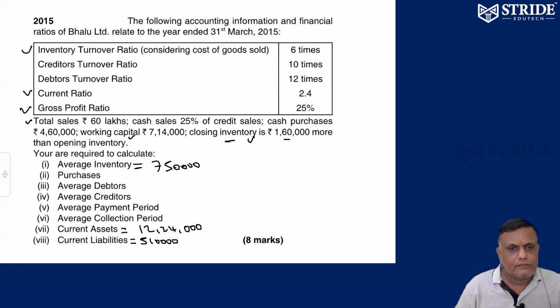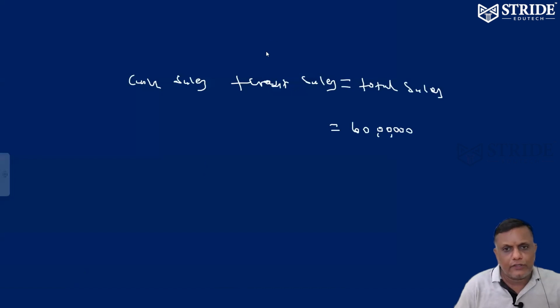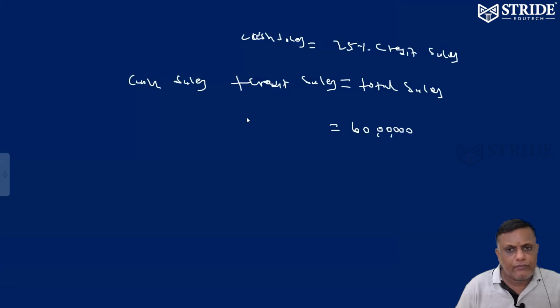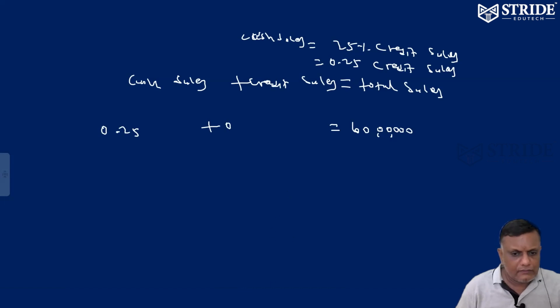60 lakhs. Cash sales is 25% of credit sales. That's a clue. So cash sales is equivalent to 25% of credit sales, that is 0.25 of credit sales.